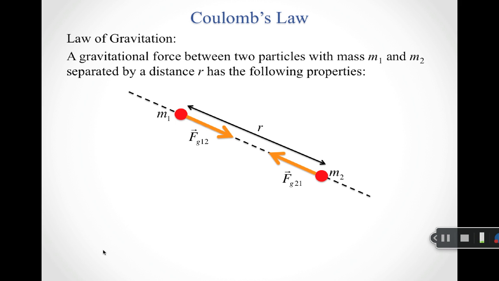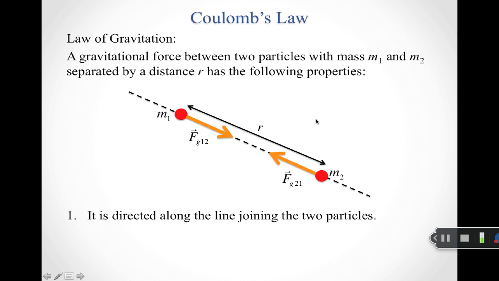Right, so we've talked about, or at least set up, the idea that charges are going to interact via an electric force. To set that up, let's again think about what we learned last semester in 221 about the law of gravitation between point particles. So the law of gravitation told us that a gravitational force between 2 point particles with masses m1 and m2 separated by a distance r has the following properties.